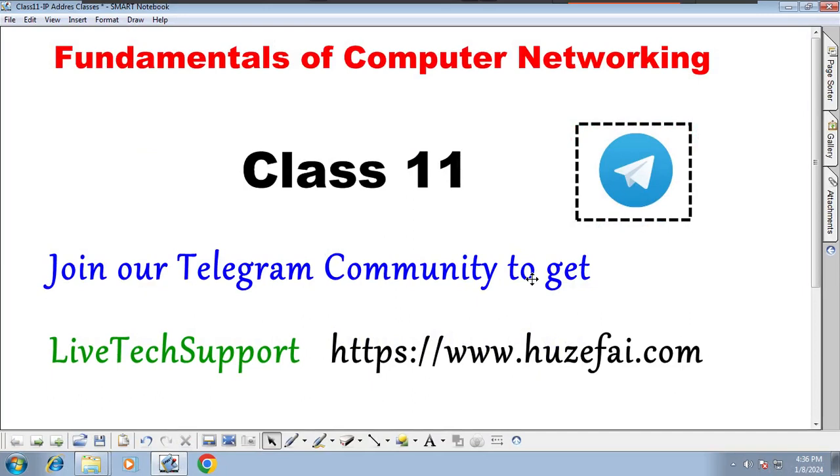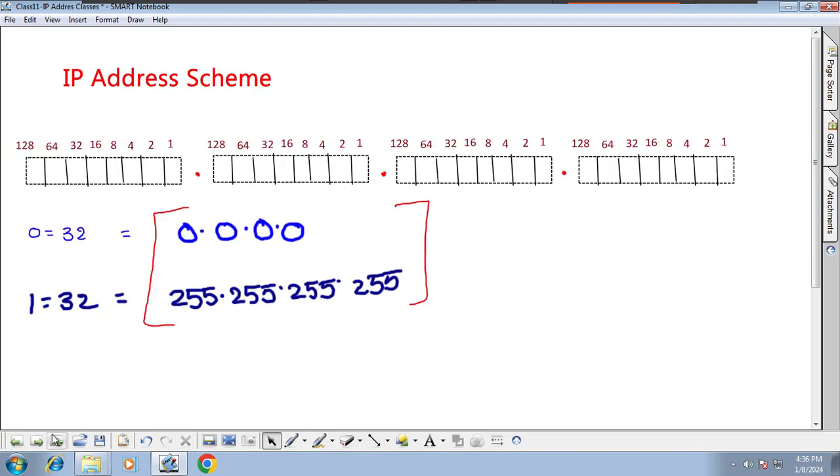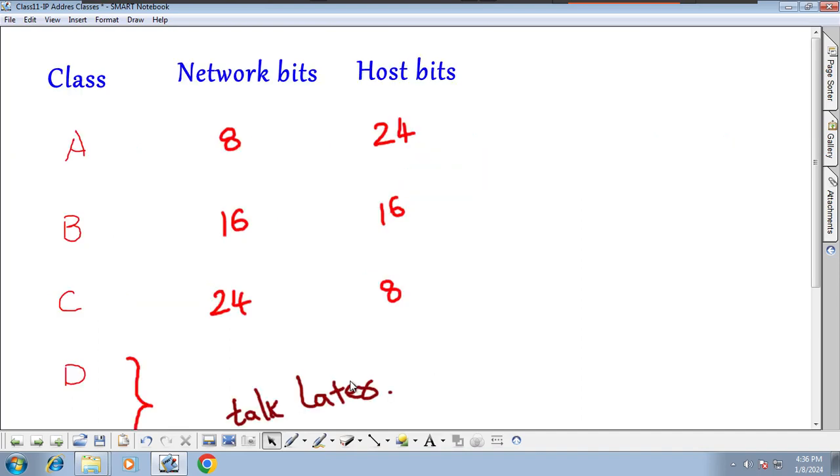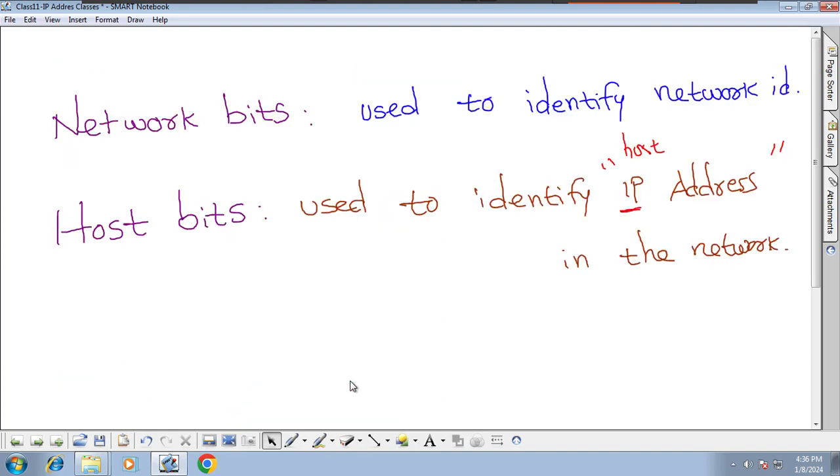So, in this class, this is class 11, we are going to understand IP addresses with the classes. We already discussed IP addresses in the previous class. We have two parts in an IP address: one is the network part, and another is the host part. The network part is used to identify the network area, and the host part is used to identify the network host area.